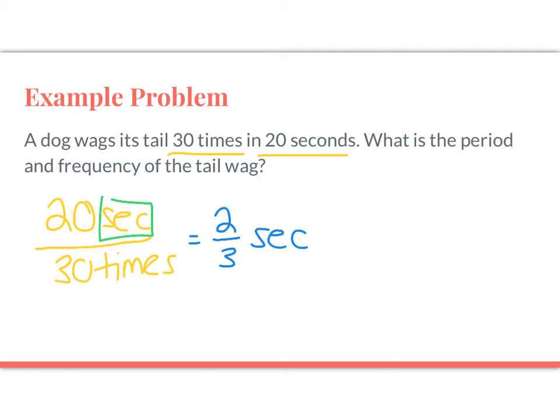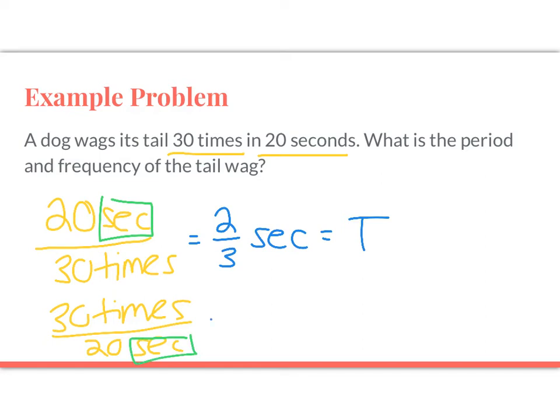Now, if we want to figure out frequency, we're going to do the opposite because we want seconds on the bottom. So I have 30 times over 20 seconds. For frequency, we always want seconds on the bottom. So for our frequency, I'm going to get 3 over 2 hertz. So it's really important in this particular unit that we're paying attention to our units.